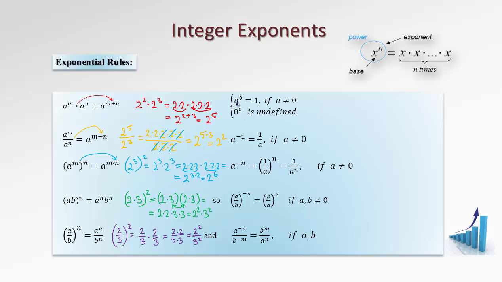The next rule tells us that anything raised to the 0 is actually equal to 1. Obviously, this anything can't be 0. 0 to 0 is undefined. We have no idea how much is 0 to 0.